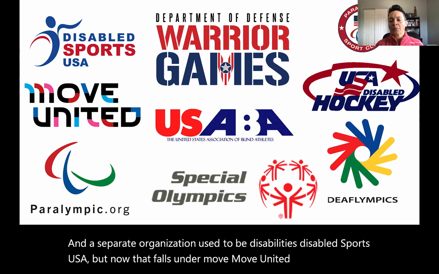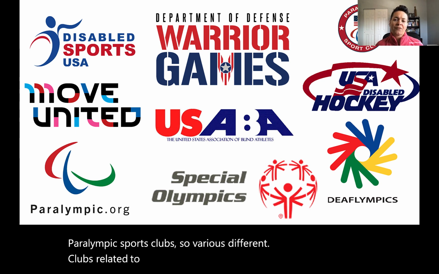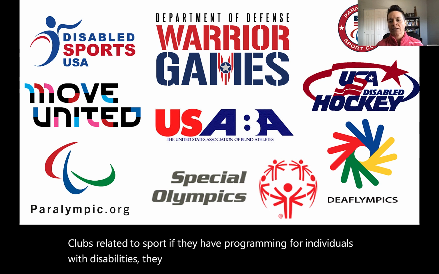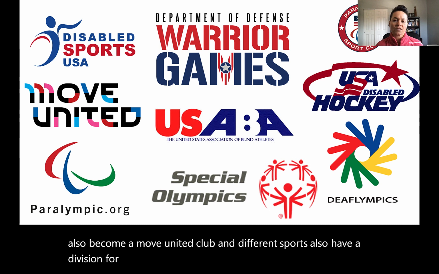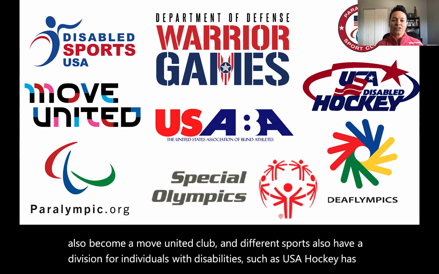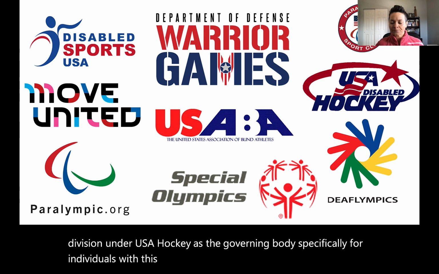There's also the Paralympic sports clubs, so various different clubs related to sport. If they have programming for individuals with disabilities, they can become a Paralympic sport club. You can also become a Move United club. And different sports also have a division for individuals with disabilities, such as USA Hockey has a division under USA Hockey as the governing body, specifically for individuals with disabilities.